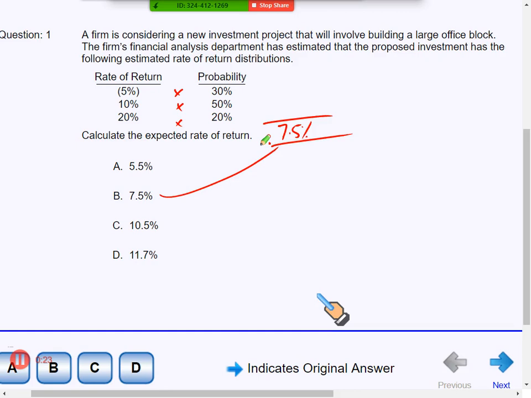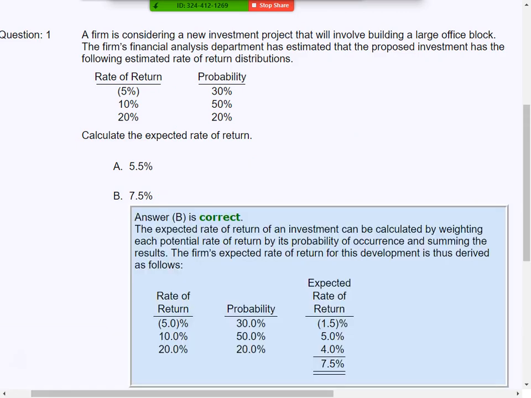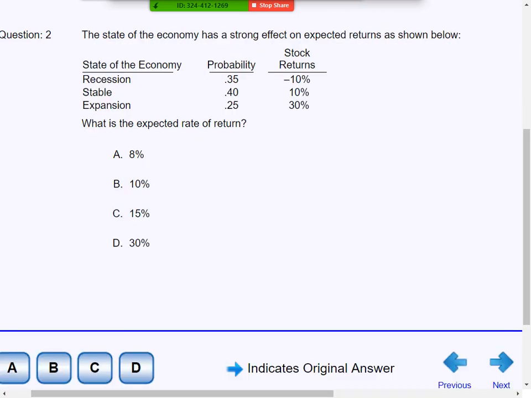Those who have done part 1, I'm sure they know how to find the expected value. Question is a very simple one. Next. The state of economy has strong effect on expected returns as shown below. Yes, state of economy, if it is good, you will earn more. If the state of economy is bad, you will incur losses.